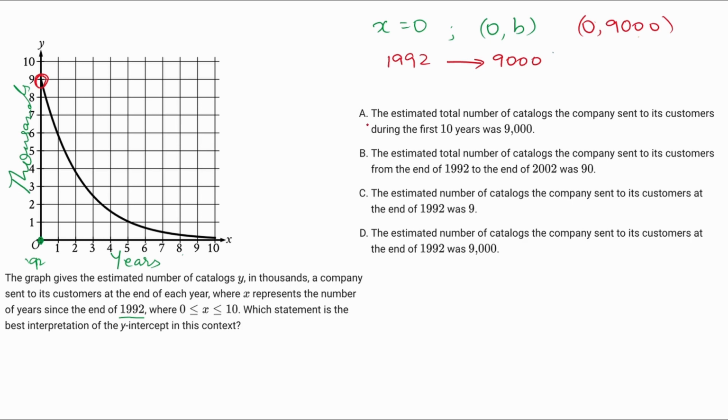So let's look at our options. We have the first option, that the estimated total number of catalogs the company sent to its customers during the first 10 years was 9,000, which is wrong. And option B, the estimated total number of catalogs the company sent to its customers from the end of 1992 to the end of 2002 was 90, which is again wrong. And the estimated number of catalogs the company sent to its customers at the end of 1992 is 9, which is wrong because our units are in thousands. So the final answer, the estimated number of catalogs the company sent to its customers at the end of 1992 was 9,000, which is my correct answer.